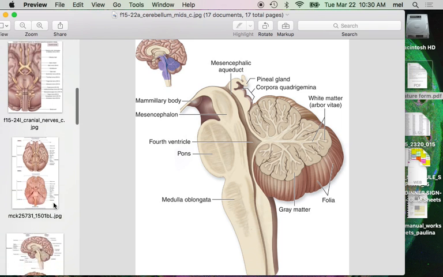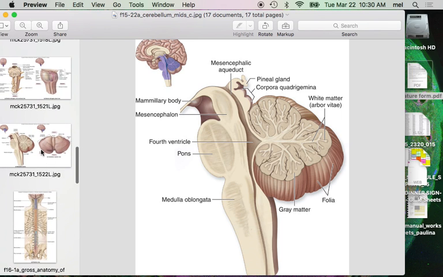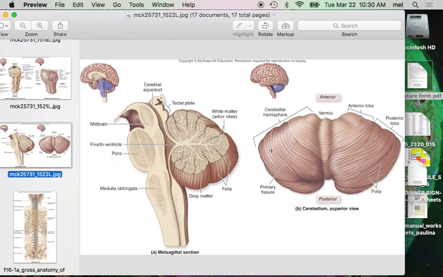And then if you look at the structure here, there are actually two cerebellar hemispheres, just like there are two cerebral hemispheres. And the vermis is this little worm-like structure that goes between them.